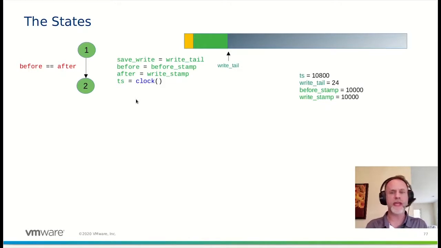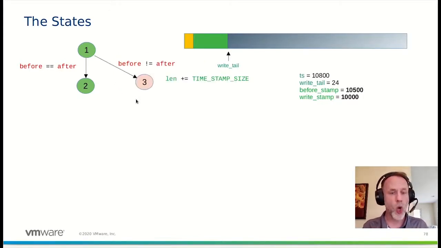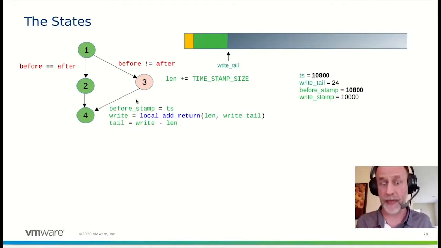Now, if the before stamp equals the after stamp, then I know that we didn't interrupt anything. Remember, at the end of the whole process, the before stamp will equal the after stamp, and I'm good. But if they don't equal, that means we interrupted something. This can only happen in a context that could interrupt another context, and it interrupted the event being written. So in this case, we ignore the before stamp and the write stamp, and we add a full absolute timestamp in there. We add to our length enough room to put in that full timestamp that Tom Zanussi created. And then we go back to the fast path again.